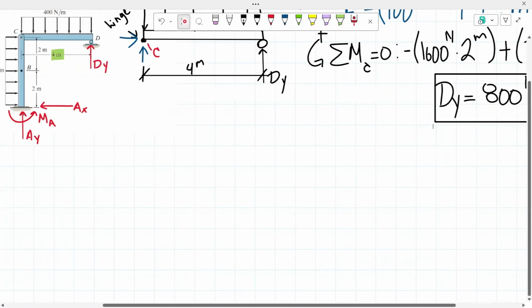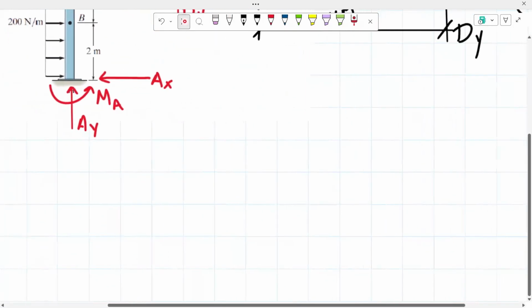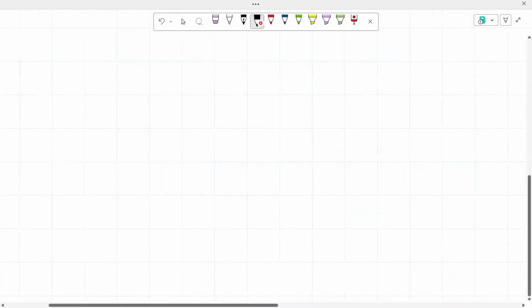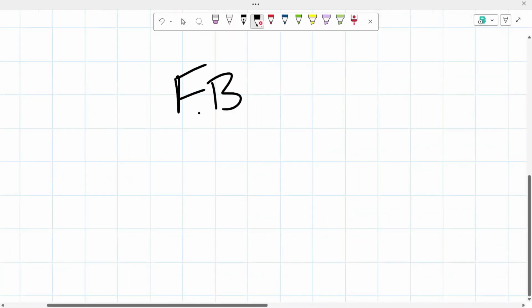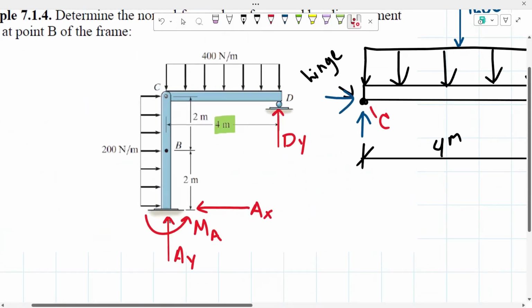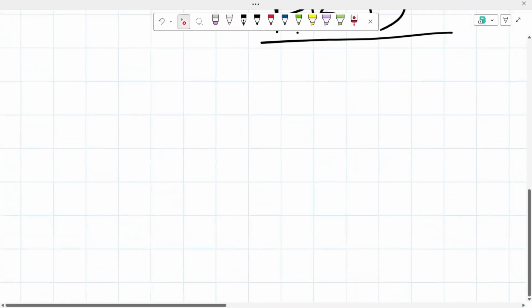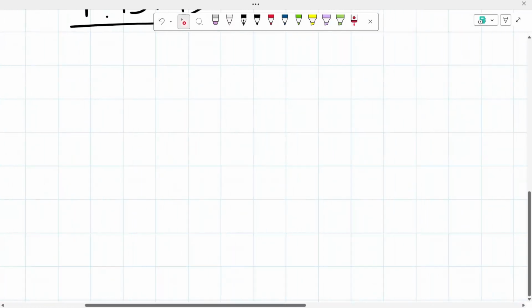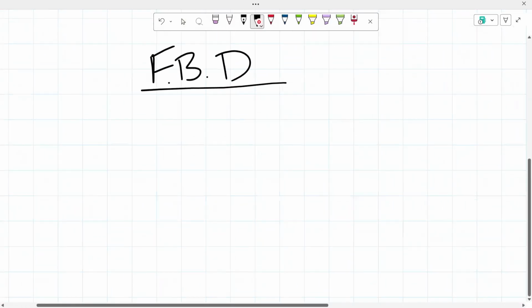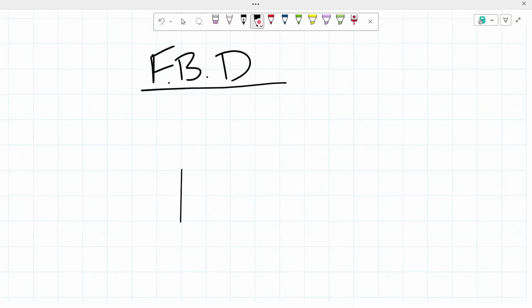So that's what I'm going to be doing. I'm going to be drawing the free body diagram of it. So free body diagram. And remember, we said that we were going to be working with this side of the frame, so that's what I'm going to be drawing. So for my free body diagram, we have a small portion of the member from point B to our hinge at C.